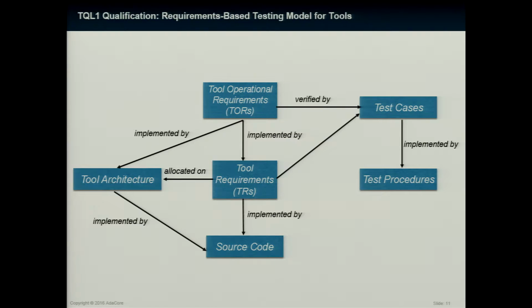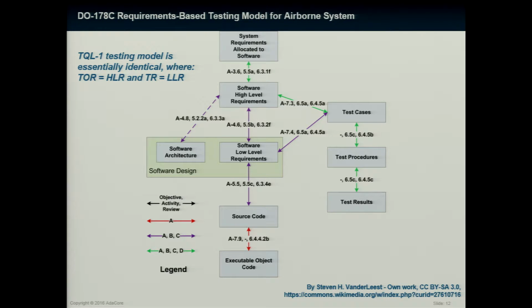And DO-178C defines tool operational requirements and then lower-level tool requirements, which are in many ways analogous to the high-level requirements and low-level requirements that would be used to specify the application itself. It's a very similar structure.